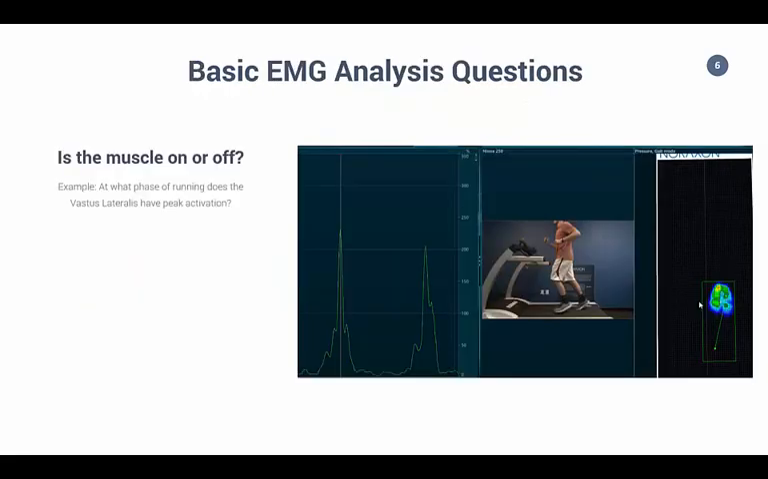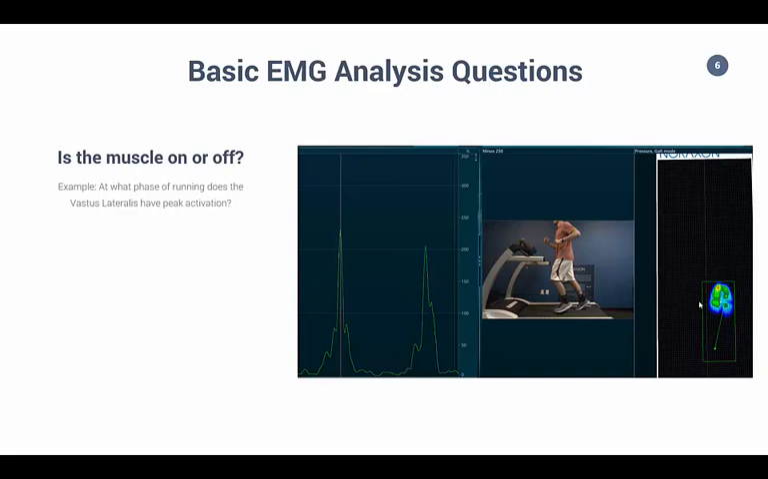Now that we've addressed the raw signal and looked at the different processing techniques, we can now answer the most basic EMG quantitative questions. For starters, EMG can tell us something very simple. Is the muscle on or is the muscle off?